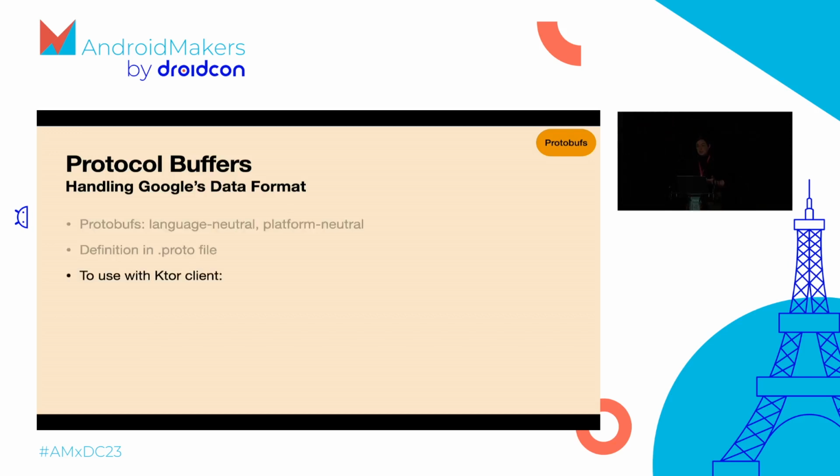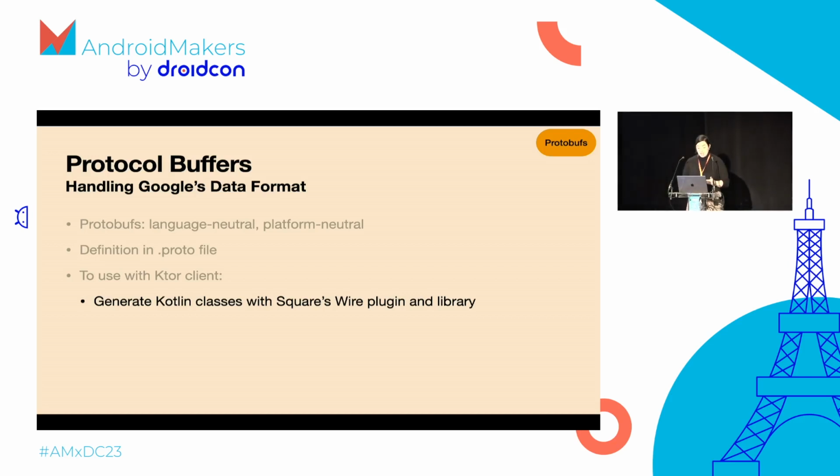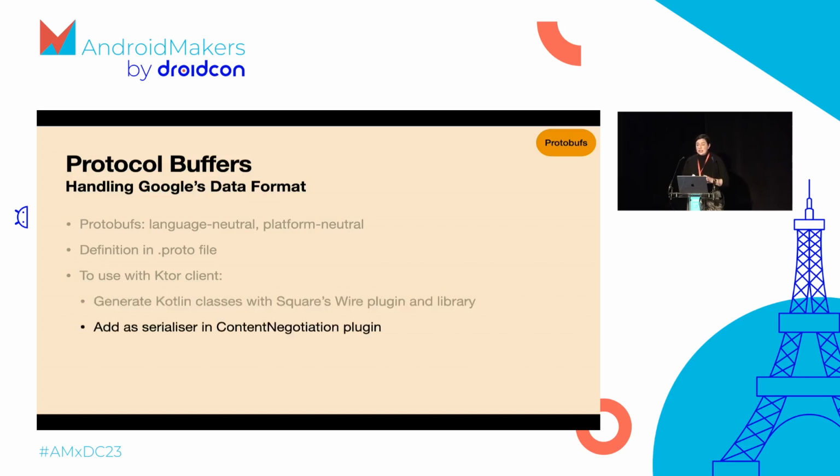And to use it with a Ktor client, we actually need to do just one or two simple steps. First, we need to use Square's Wire plugin and library to deserialize, to basically generate our Kotlin classes from that proto file. And then, just like we had JSON as a serializer for the content negotiation plugin, we add protobufs instead. And then that's really all there is.